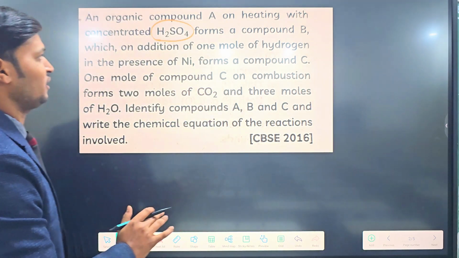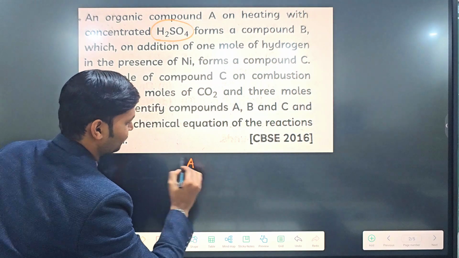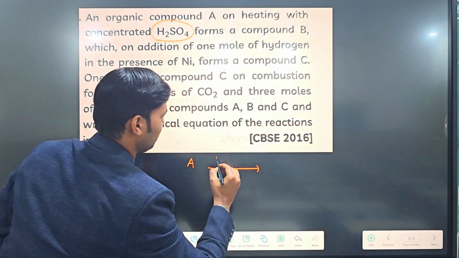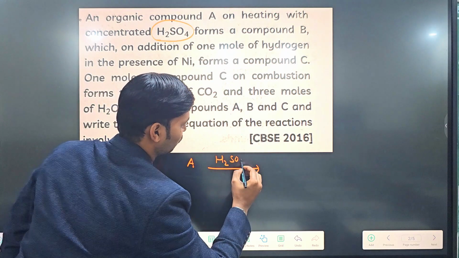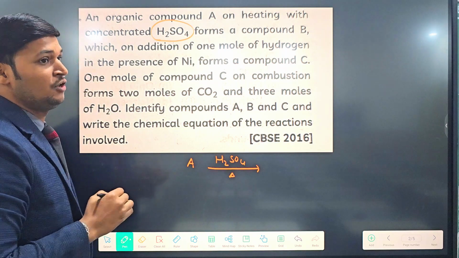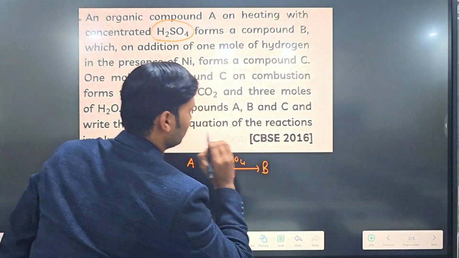See how I am doing it right now. A compound A is given, so I am writing here compound A, right? On heating with concentrated H2SO4, so I am writing here H2SO4. Not only H2SO4, along with that I am writing the symbol delta, which means heat is being applied here, right? Forms a compound B, right?